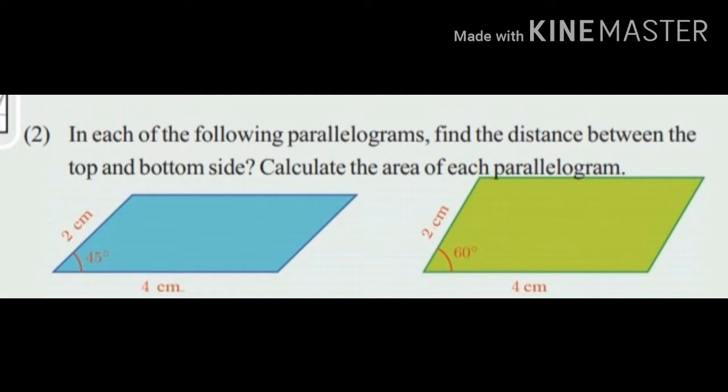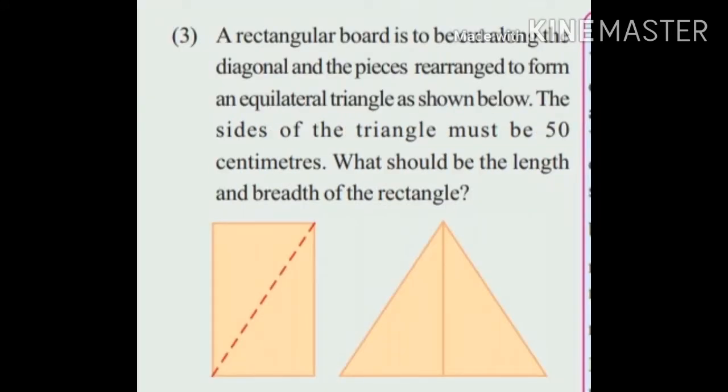Okay, now next question, question number 3. A rectangular board is to be cut along the diagonal and the pieces rearranged to form an equilateral triangle as shown below. The sides of the triangle must be 50 centimeter. What should be the length and breadth of the rectangle? Okay, one rectangular portion is given and one equilateral triangle is also given. You have to find the measurements of the rectangle.